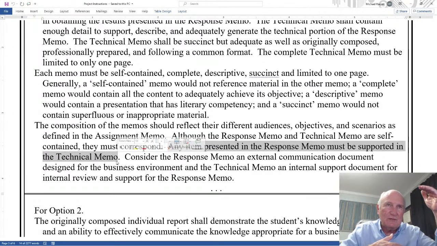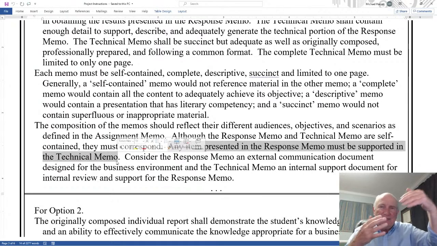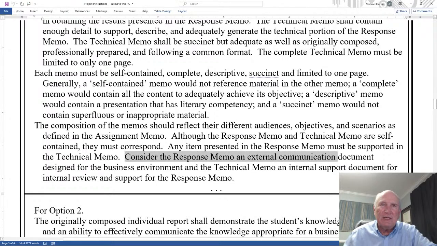Okay, they need to coordinate. In other words, don't say something and not really support it, or have the technical memo solving a problem that's not in the response memo. They need to go together. Consider the response memo as an external communication document designed for the business environment, and the technical memo as an internal support document for internal review and support for the response memo.